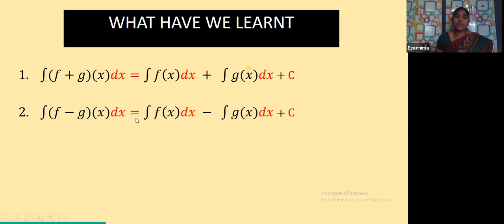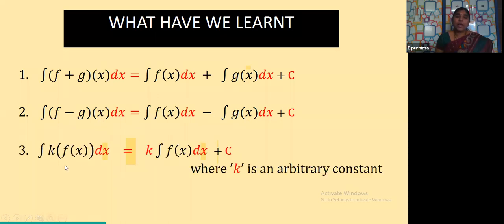And the third one is what, children? Integral k into f of x dx is equal to k into integral f of x dx. Whatever the constant k is here, that is taken out as the coefficient of this integral, where k is an arbitrary constant. So these are the things you have learned in today's class.